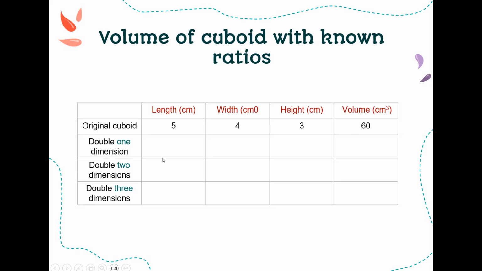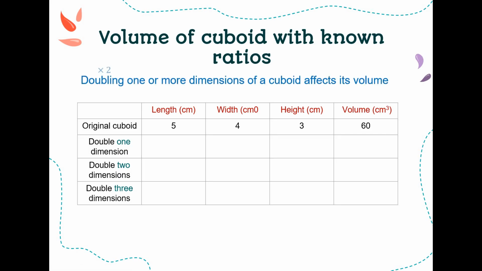What about if we double one dimension? What does double mean? Double means times 2. So doubling one or more dimensions of a cuboid affects its volume for sure. If I double just one dimension, say the length, I multiply the length by 2. The new length will be 10, and I will keep the width and the height as they are.